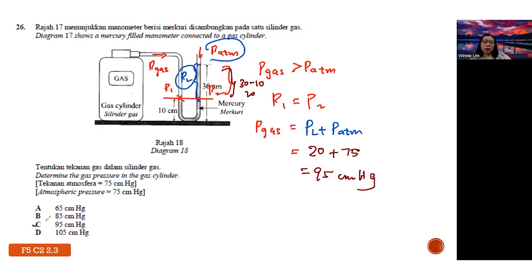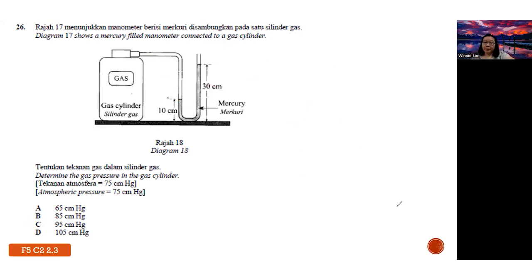Now, let's say you do not know or forgot how to form this relationship. You always remember, if the gas pressure is more, this means you add the difference in the length of the manometer. If the gas pressure is less, then you minus, using atmospheric pressure minus, then you will always get the answer.